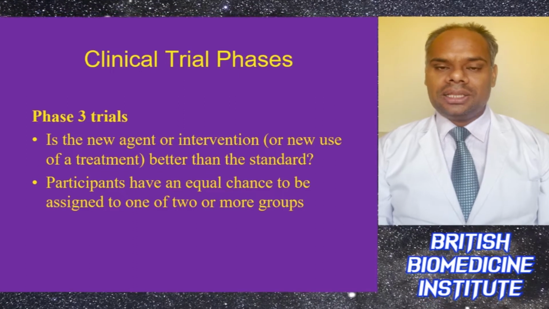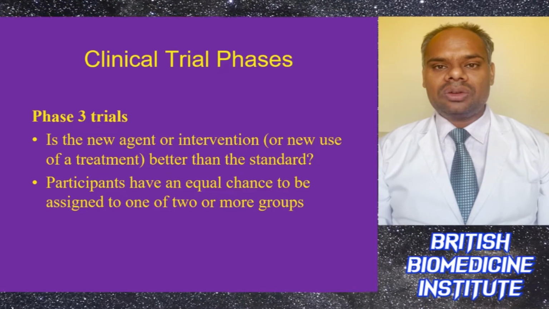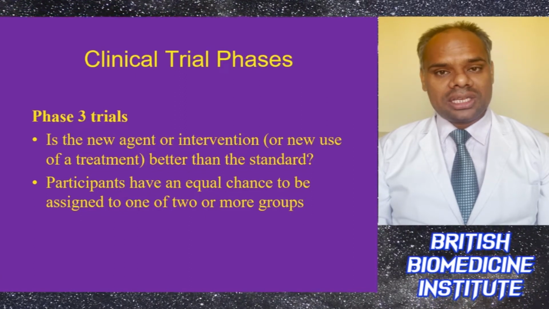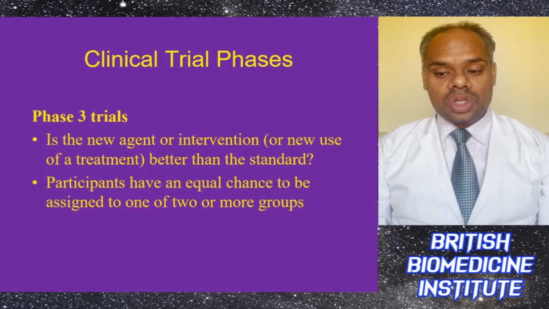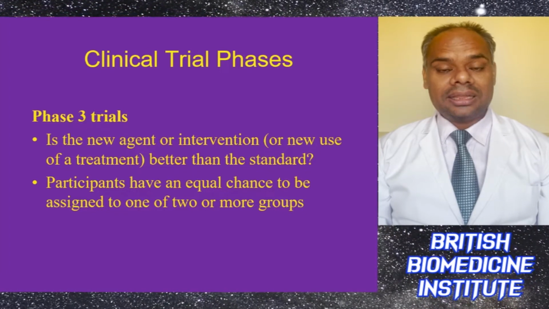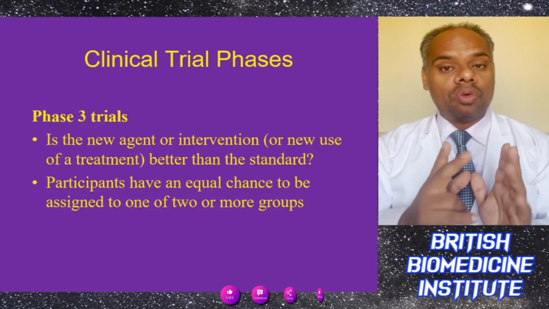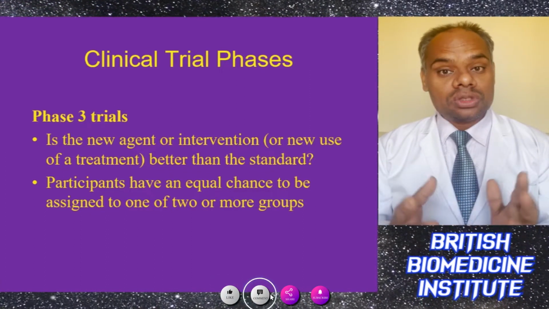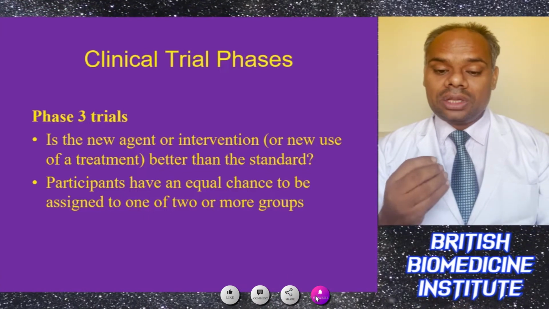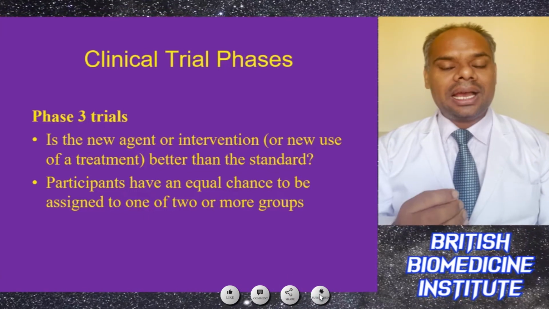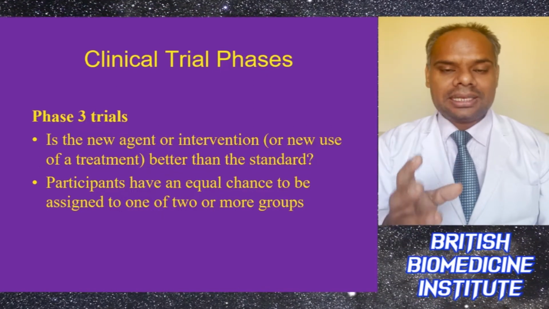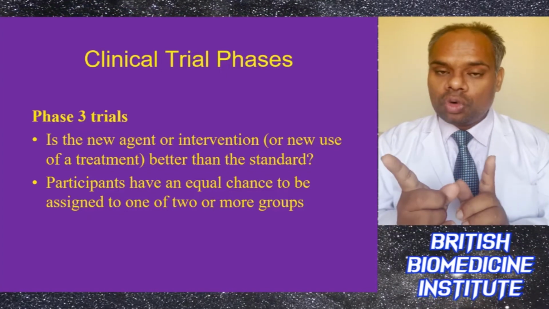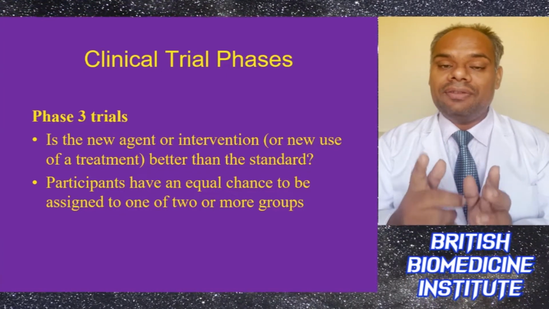Phase 3 trials are basically carried out in 800 to 1000 subjects, and here we want to know whether the new agent or intervention, or new use of the treatment, is better than the previously available medicine over the counter. We also want participants to have an equal chance of being assigned to either of two groups of medicines: one group gets the main or active medicine, and the other gets a placebo or the best available therapy.